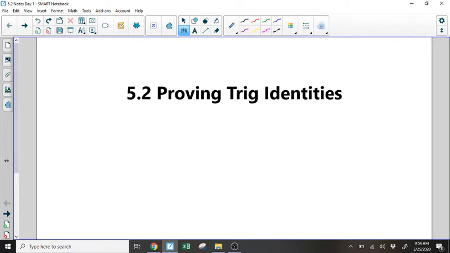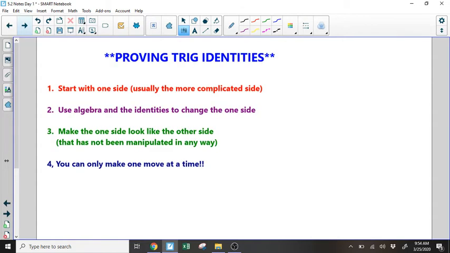All right, in 5.2, proving trig identities, the key word on that is going to be proving. So they're going to tell us now what the answer is, and we've got to show that it's true. Some steps to proving our trig identities: you're going to start with one side.